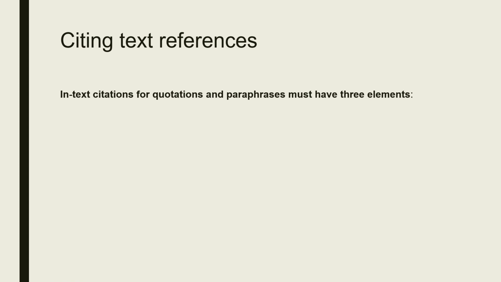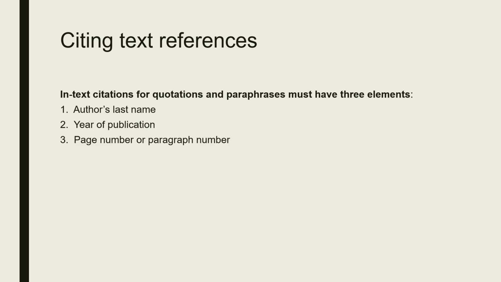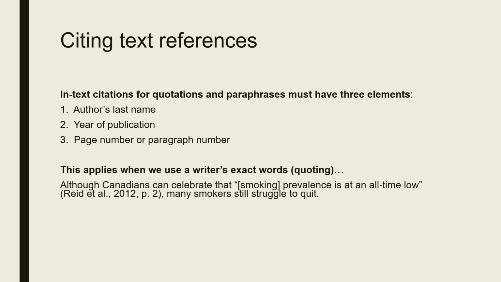So, how do we cite text references? In-text citations for quotations and paraphrases must have three elements. It must have the author's last name, it has to have the year of publication, and it must also include the page number or the paragraph number. This applies when we use a writer's exact words, which is called quoting. For example, although Canadians can celebrate that smoking prevalence is at an all-time low, then you would put in your citation, many smokers still struggle to quit.